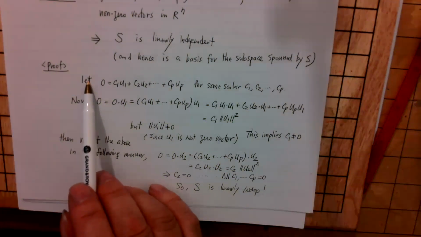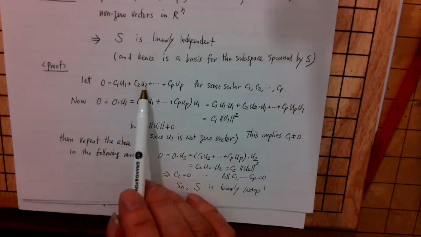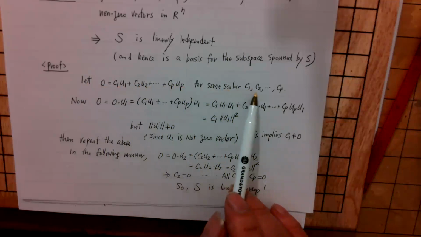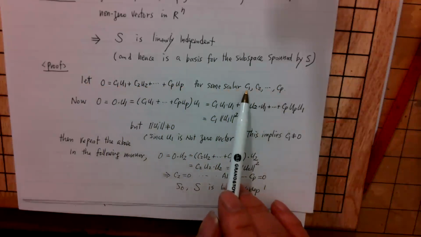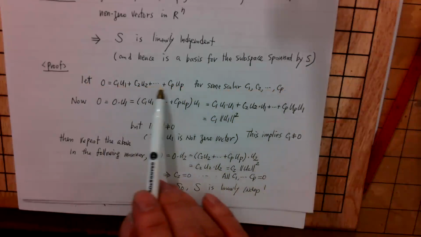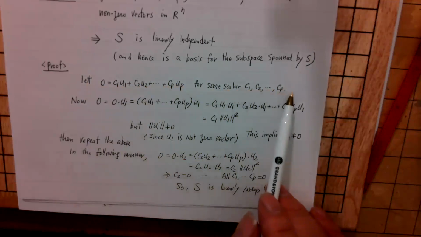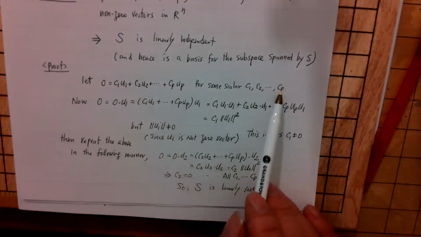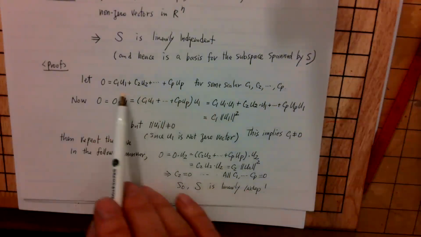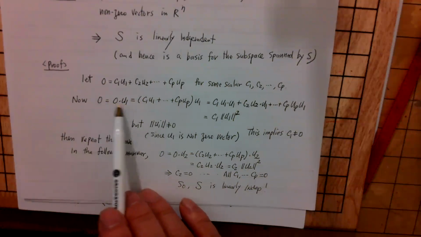Let's look here. Let U be C1 times U1, C2 times U2, plus all the way up to Cp times Up, for some scalars C1, C2, Cp. Suppose C1 times U1 plus all the way up to Cp times Up equals zero. Here I don't care whether C1 through Cp are all zero or some are not. I don't worry about that right now. But what I'm going to do next is write 0 as 0 times u1. Why is this true?